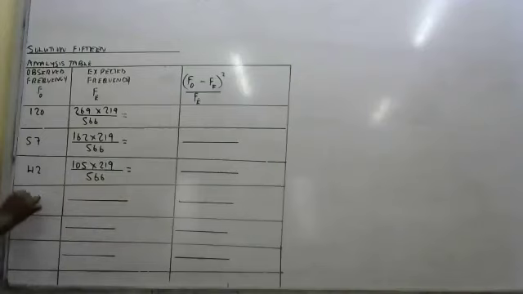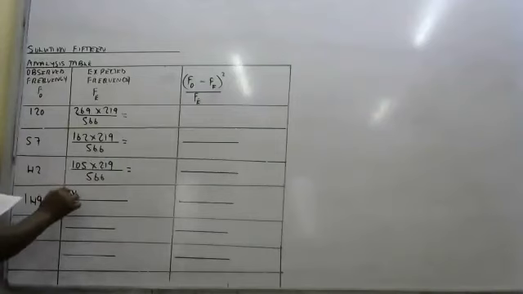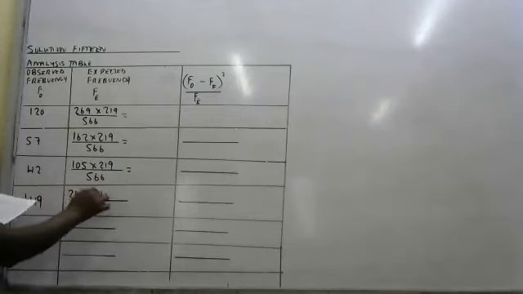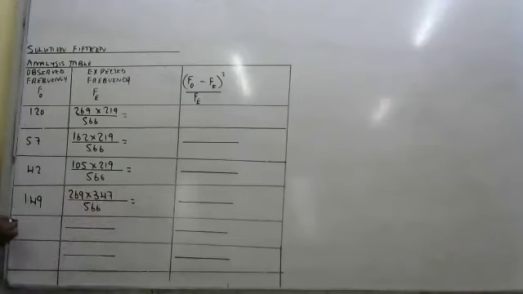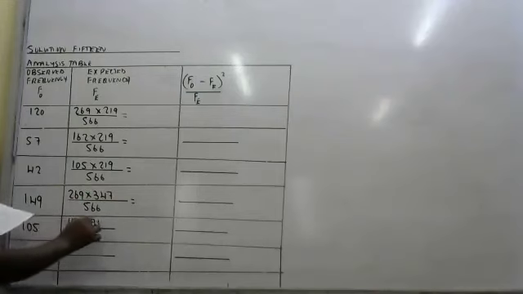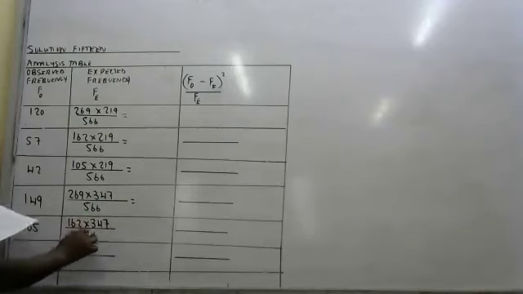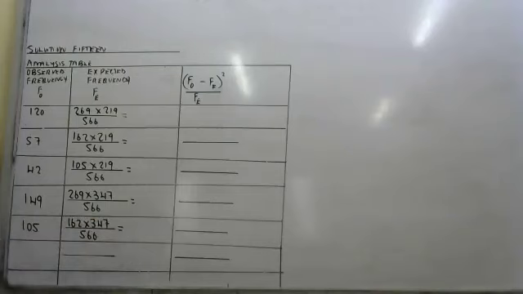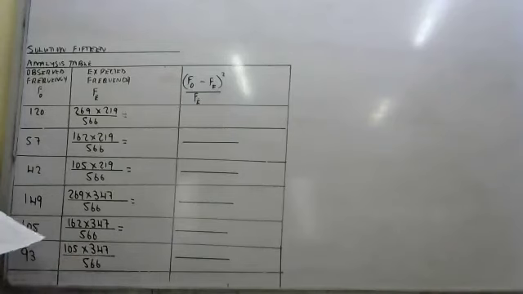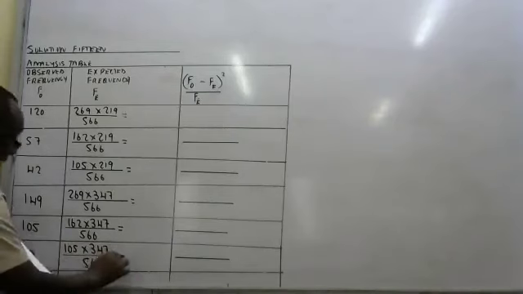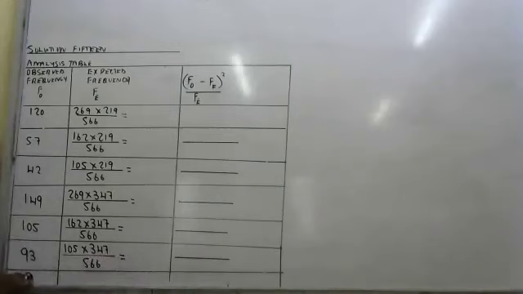When I go to 149, it is 269 multiplied by 347. You divide by 566. Ikifika kwa 105, it is 162 times 347. You divide by 566. Ikifika kwa 93, it is 105 times 347. You divide by 566. And then we shall have the total.